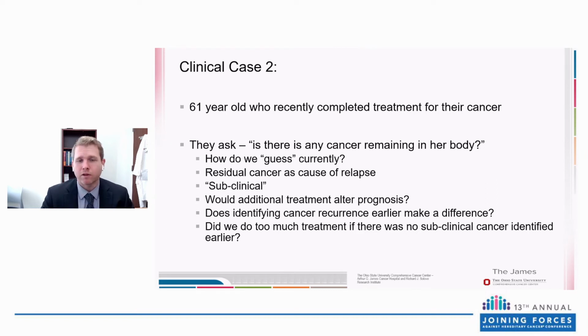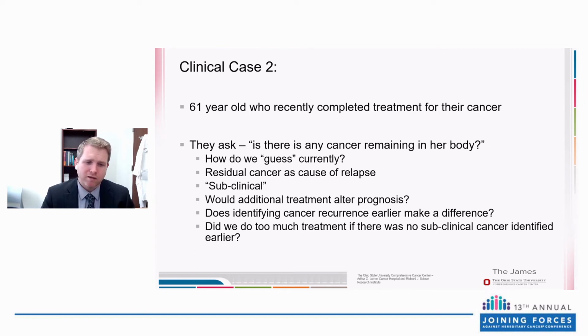This gets to the concept of subclinical. So I can't detect that there's cancer in the body, but there is cancer left. Main questions I have as a clinician is, would having that information and giving more treatment, if I knew that there was residual cancer, alter prognosis? So if I give more treatment, does that cure more patients? Does identifying cancer recurrences early, so if I know the cancer's come back earlier, can I make a difference?